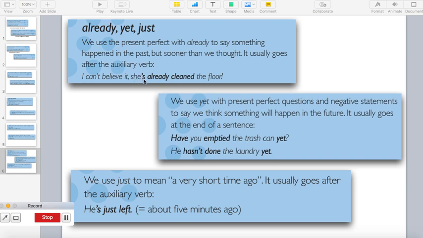Here, she has already cleaned the floor. That's the idea, okay? It is something to mention that it was sooner or faster than I thought. And also it is after have or has. Next, with the word yet, look at this. We use yet with present perfect questions and negative statements to say we think something will happen in the future. It usually goes at the end of the sentence. So this is after the have or has, and this is at the end of the question or sentence.